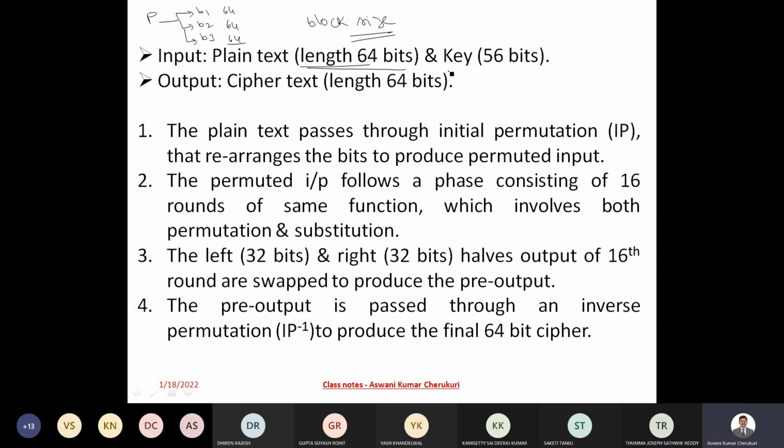Now tell me, if I have the plain text of 64-bit, what should be my key size? We discussed the need for having a relation between the size of the key and the size of the plain text when we talked about this in the Vigenere cipher. So what should be the key size and plain text size? They should be the same, equal, or more or less?